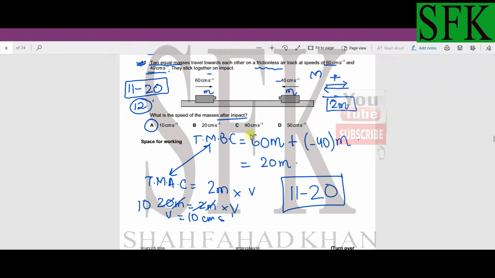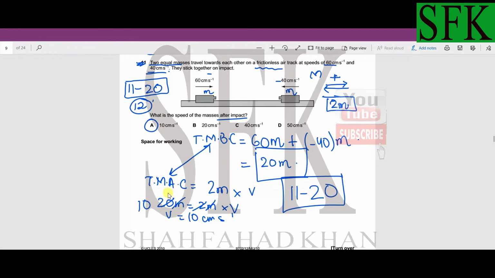Now, the total momentum before collision. Momentum is the product of mass and velocity. Our masses are the same, so I've assumed the masses to be m. The total momentum of the left one is 60m plus the total momentum of the right hand side one, which is minus 40 multiplied by m, minus 40 because it's in the opposite direction. Add them up, the total momentum before collision is 20m.